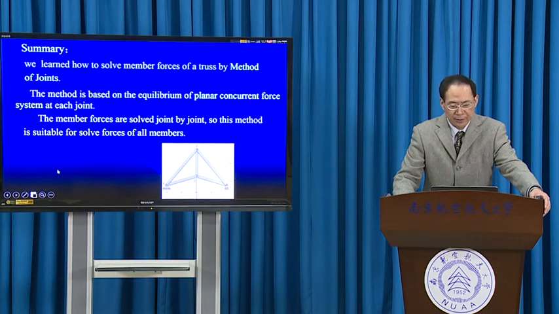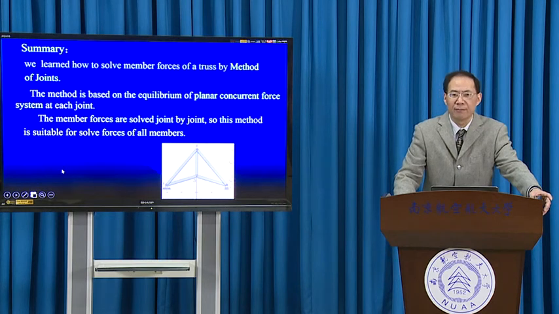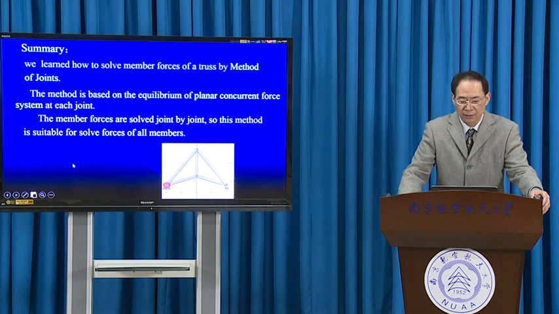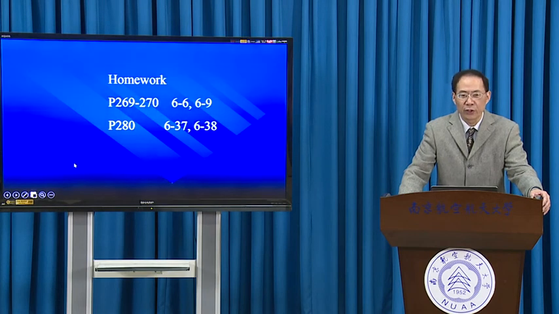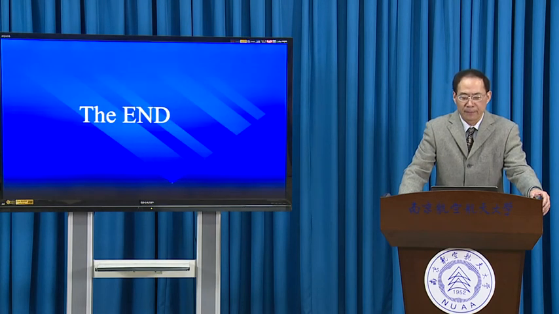This is the first method of solving member force. And there is another method called the method of sections. We will learn it next time. So that's all for this class. This is homework. Thank you.